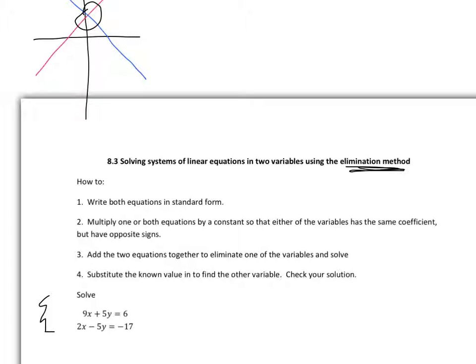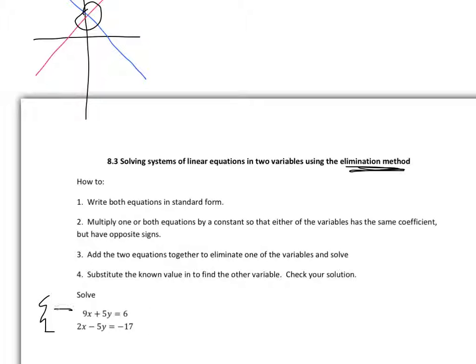Now, on the test, I won't specifically ask you to solve using one of the methods, either substitution or elimination. But on the next exam, some of the problems are set up so it's going to be much easier to use substitution or much easier to use elimination, so you're going to need to know how to do both, and that will kind of dictate what you do.